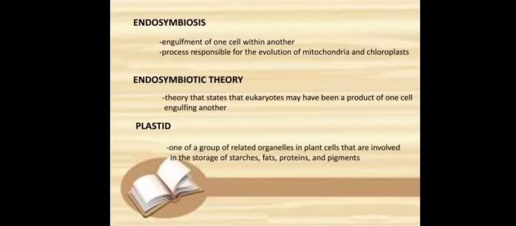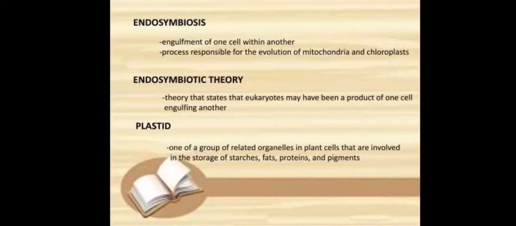Next is endosymbiotic theory. Now, this theory states that eukaryotes may have been a product of one cell engulfing another, one living within another, and evolving over time until the separate cells were no longer recognizable as such.